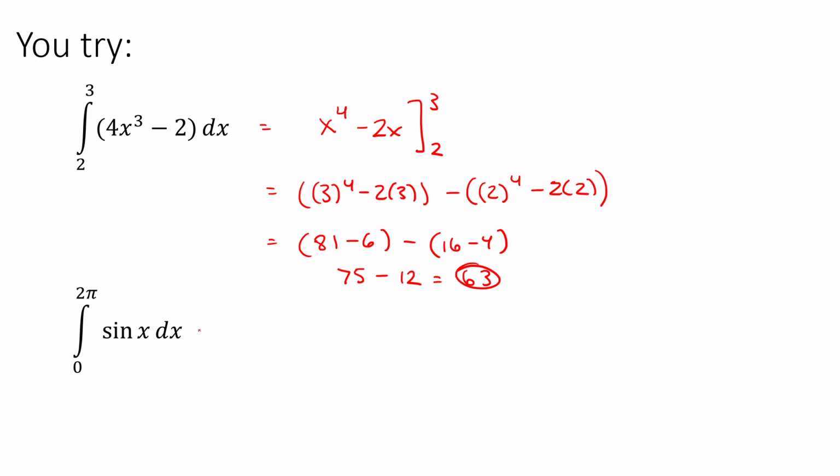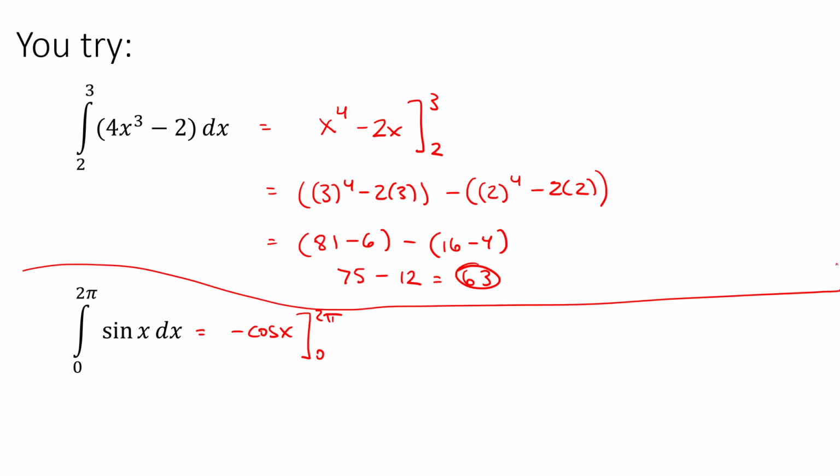Sine, let's see. So we're going to integrate. The integral of sine is negative cosine, or the antiderivative of sine, from 0 to 2 pi. Plug that in. So we'll do negative cosine of 2 pi minus, careful, double negative here, negative cosine of 0. But wait a minute, I get negative 1 minus negative 1, but that just equals 0.